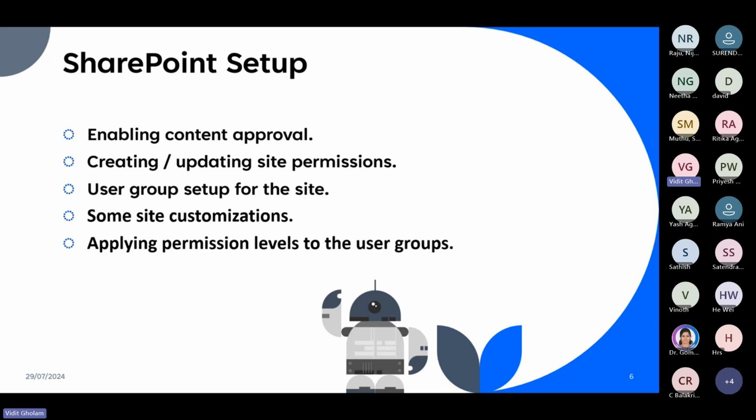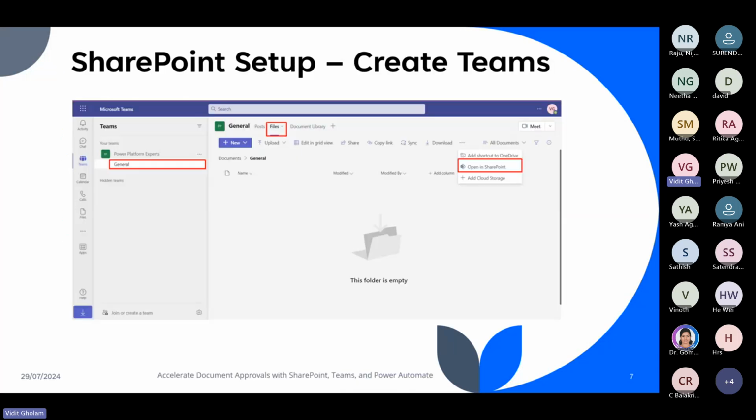The SharePoint setup involves enabling content approvals. I will talk about what content approvals are ahead. Creating and uploading site permissions, the site permissions that we just saw for architects, designers, and developers. User groups, this is optional. You can directly add users, or you can create an M365 group and then add that within your SharePoint. Some site customizations, applying site permissions. Everything that we need to set up for this document management process inside of SharePoint, I will be showing you in the upcoming slides.